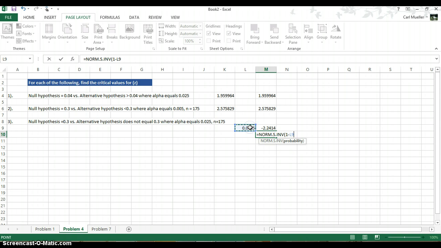That is what we're doing. We're going to subtract to get this. This is our one side, and this is our other side, as you can tell. So that is the critical z value for the left and the right tail, or upper or lower.